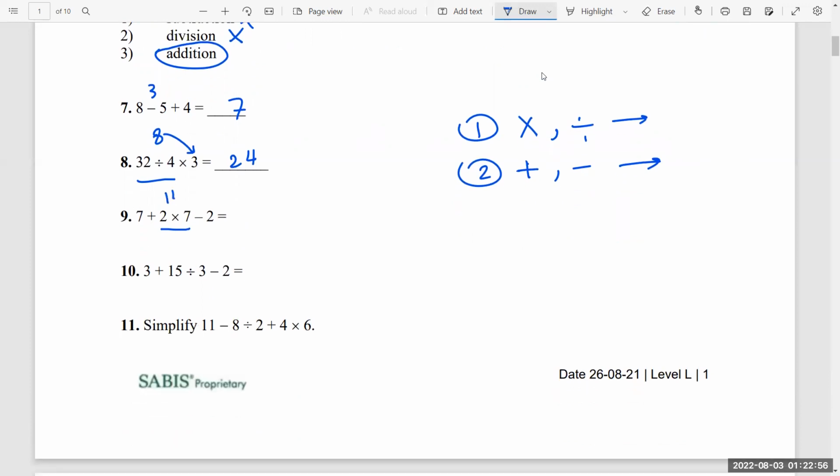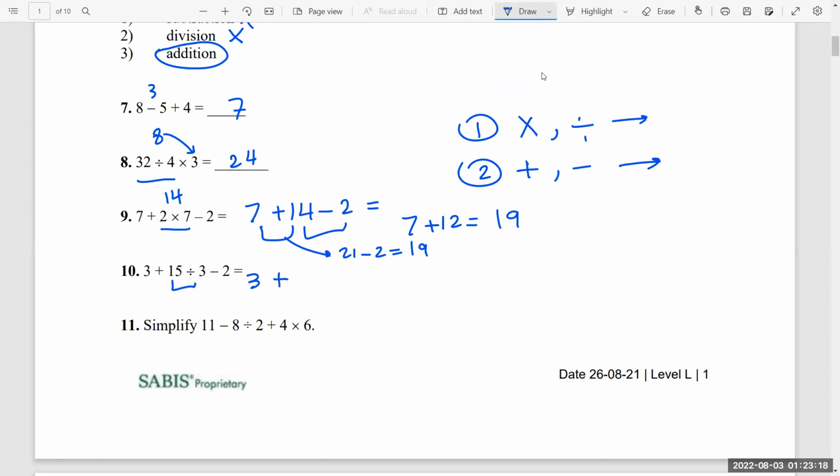2 times 7, 14. So 7 plus 14 minus 2. Okay. Here you can subtract, no problem. 7 plus 12 gives you 19. Or if you add first, 7 plus 14 gives you 21, minus 2 also gives you the same answer, 19. Here you have to divide first. So the answer is 3 plus 15 divided by 3 is 5, minus 2. The answer is 6. Okay? 3 plus 5, 8 minus 2 is 6.